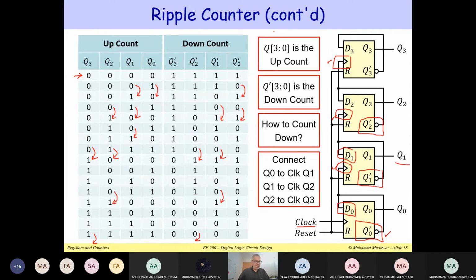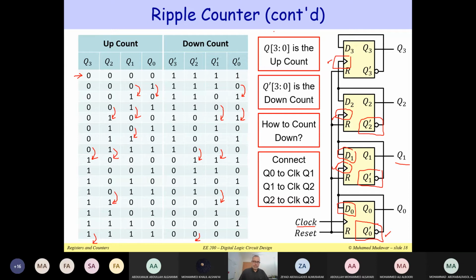If you do it like this, then basically you make all the Qs count down and the Q primes count up. So basically we're reversing them. You can do that if you want to. Of course, you can actually have different counters, one that will count up, one that will count down.